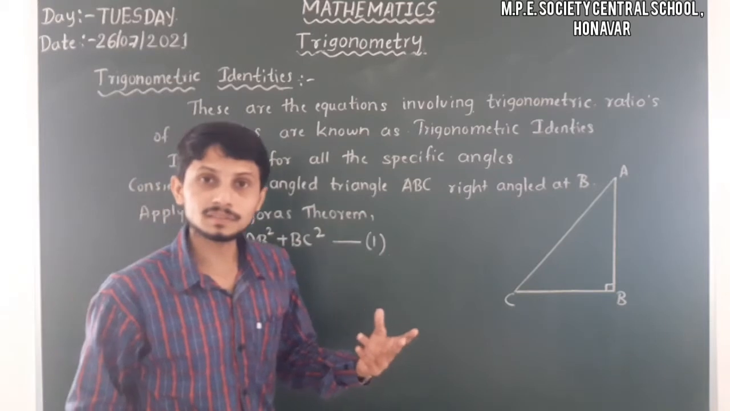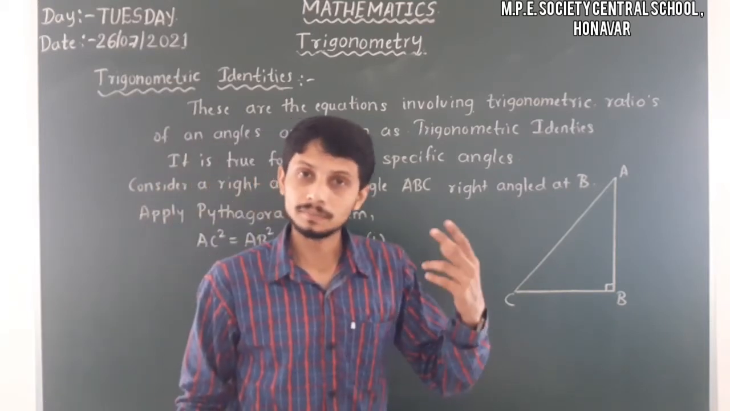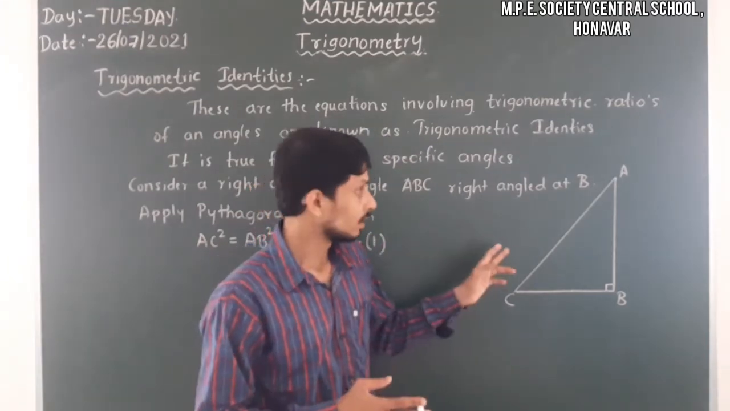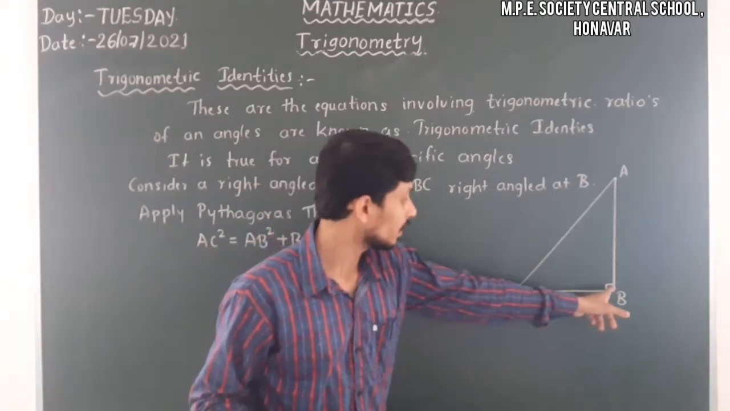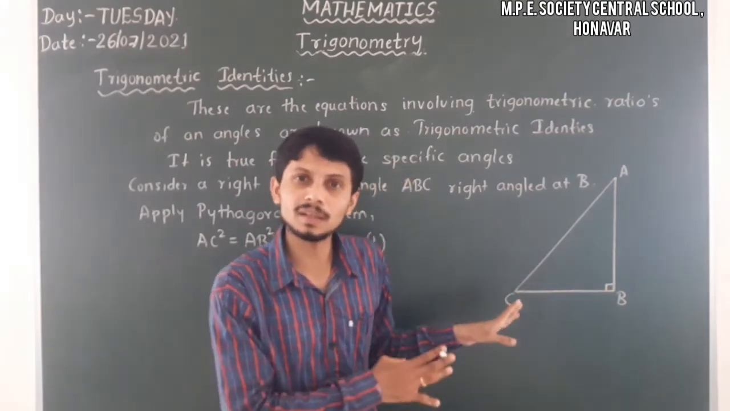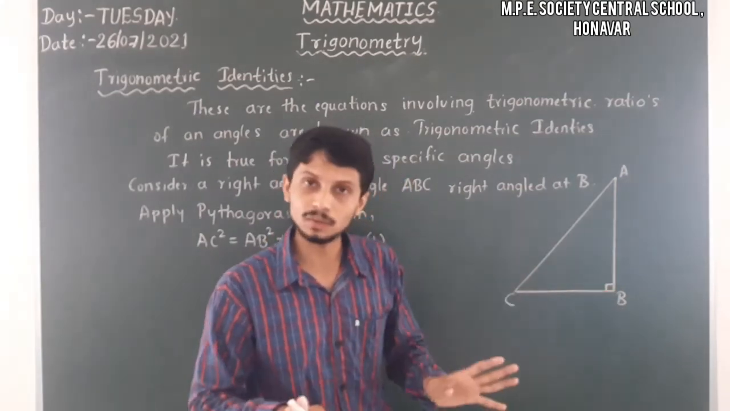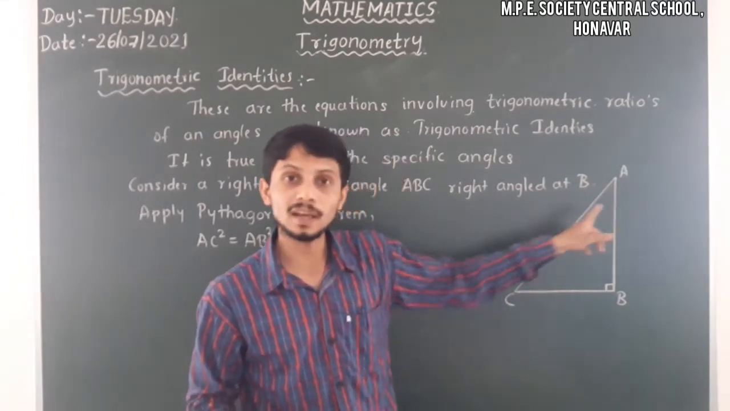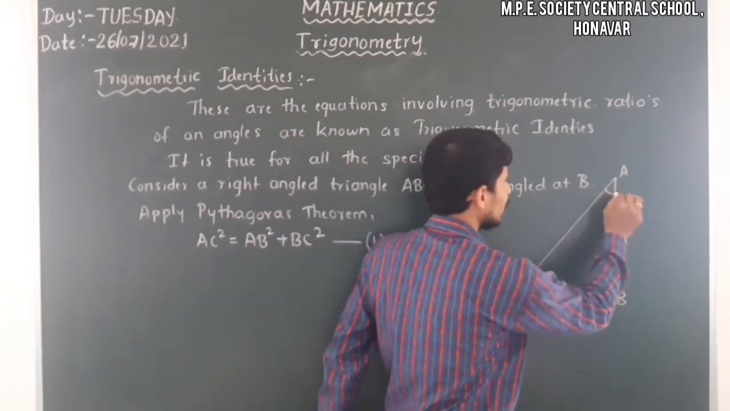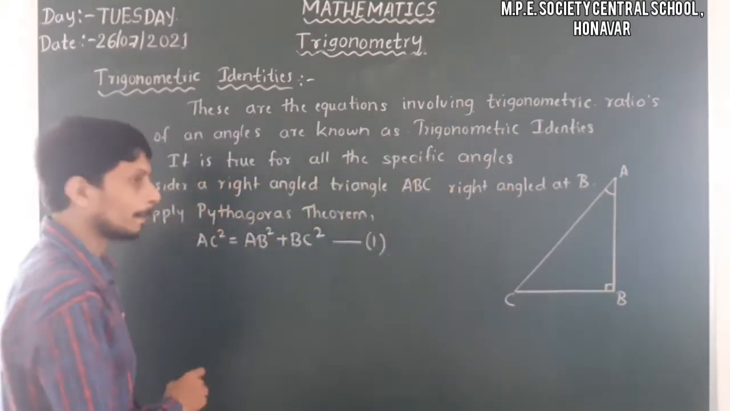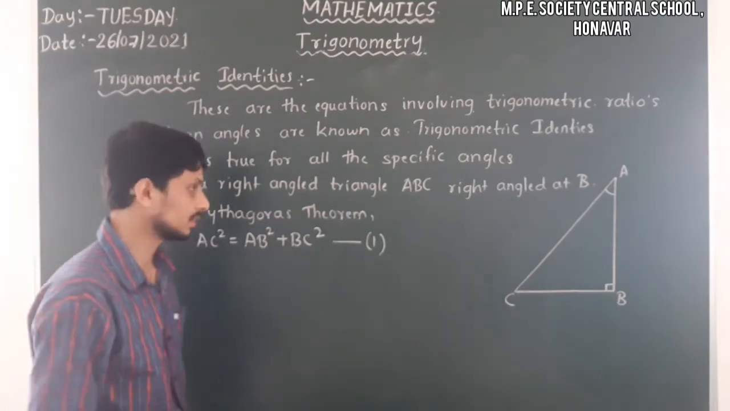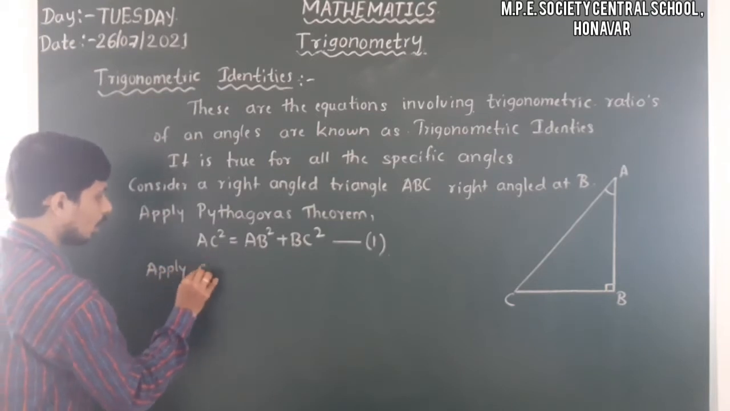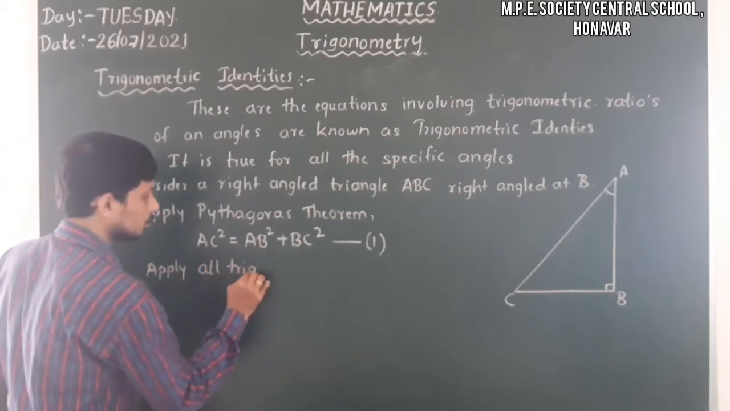Then the second thing that comes to our mind is trigonometric ratios. For trigonometric ratios we have to select any one angle. It is not possible to take angle B because angle B is specific, that is 90 degrees. So we have to select one of the two, angle A or angle C. I will select angle A. Now apply all the trigonometric ratios.